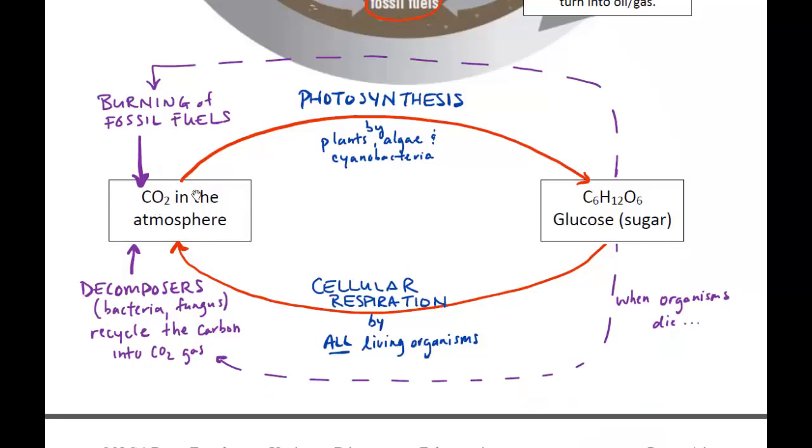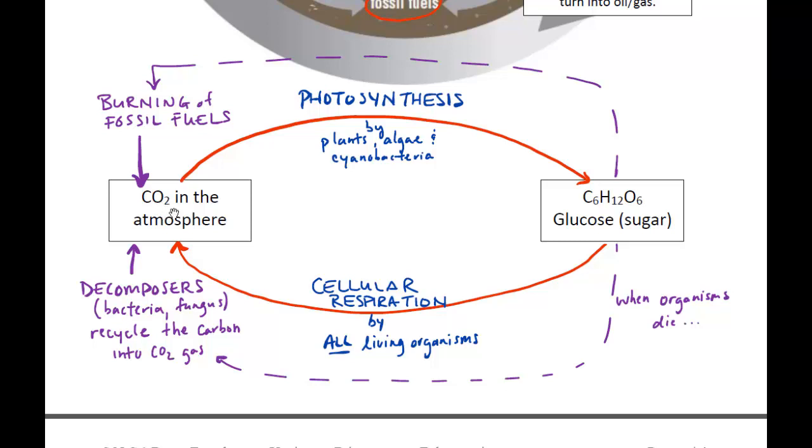So you have carbon dioxide through photosynthesis by plants, algae, and cyanobacteria. They produce sugar. The sugar is eaten by all living organisms, including the plants themselves. Plants also eat the sugar that they produce. And then through cellular respiration, it's converted back into carbon dioxide.